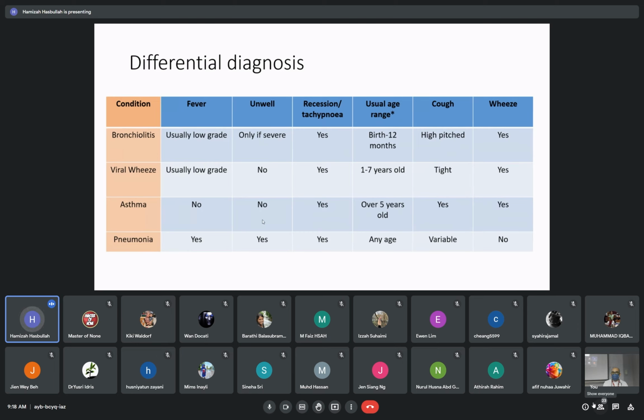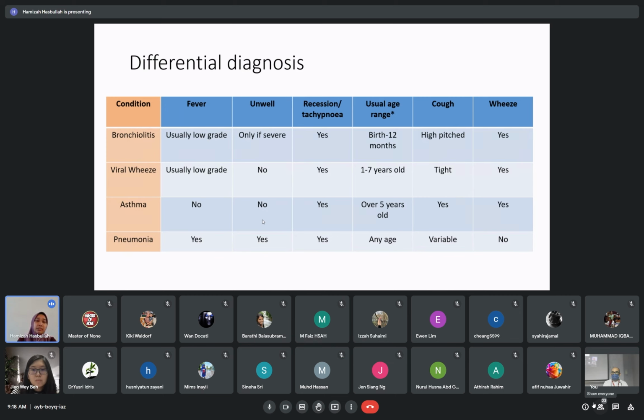In viral wheeze, fever boleh ada maybe but usually low grade lah. Patient was previously well, recession and tachypnea boleh ada. Usual age range is 1 to 7 years old lah. Cough, yes, and tight lah. Wheeze ada juga.